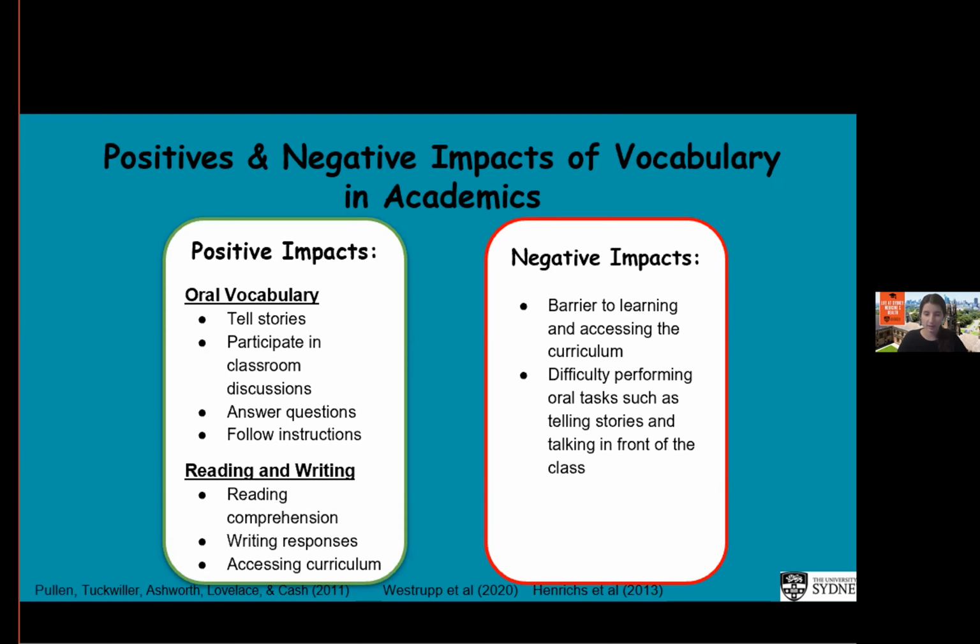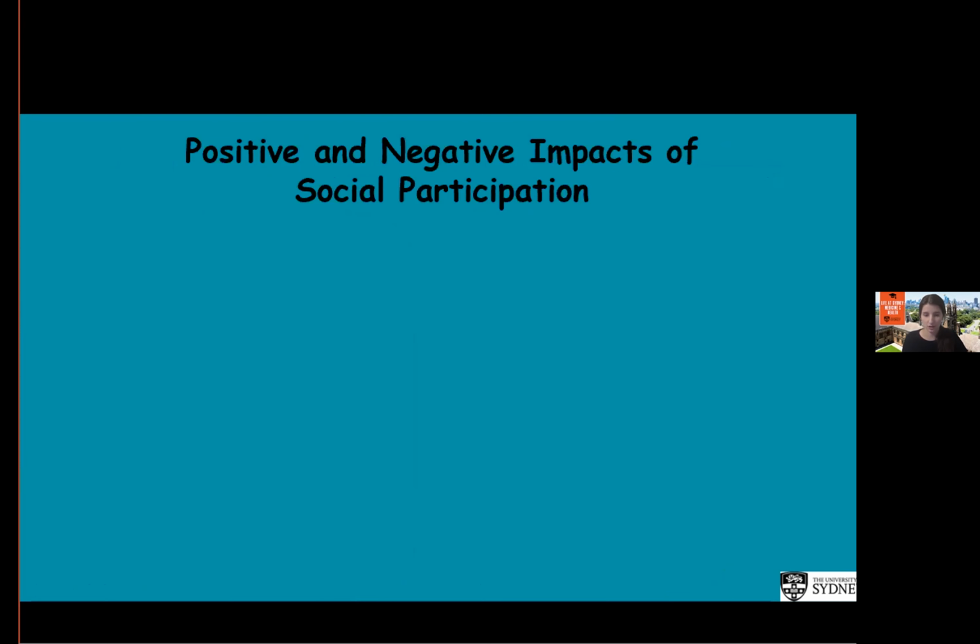Likewise, students with vocabulary difficulties may find it difficult to perform oral tasks, like telling stories and talking in front of the class, which may impact their academia as well. For this reason, students with vocabulary difficulties often perform more poorly in academia. We'll now talk about how vocabulary impacts social participation.